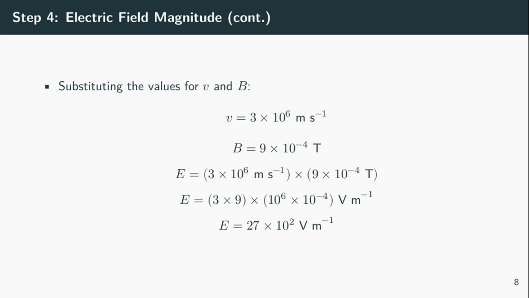Multiplying the numbers and the powers of 10, E equals 3 times 9 multiplied by 10 to the power of 6 times 10 to the power of minus 4 volts per meter. This calculation gives us E equals 27 times 10 to the power of 2 volts per meter.